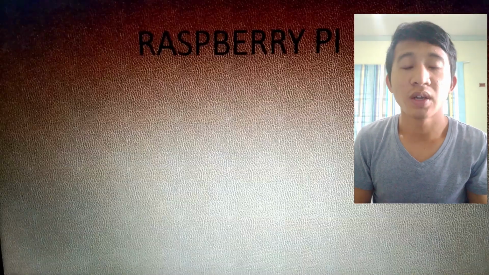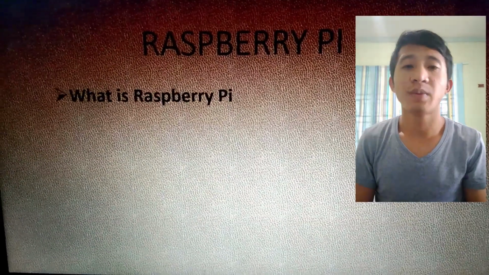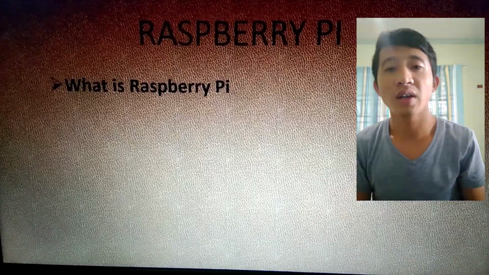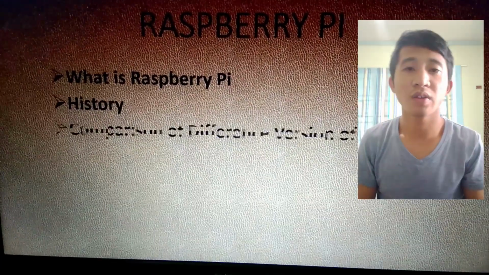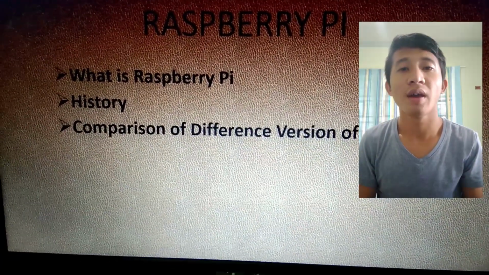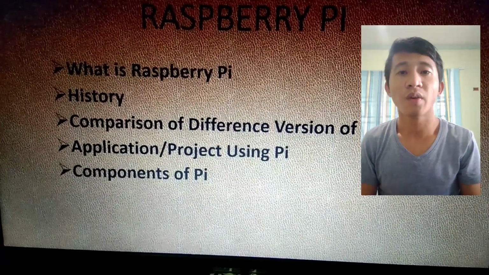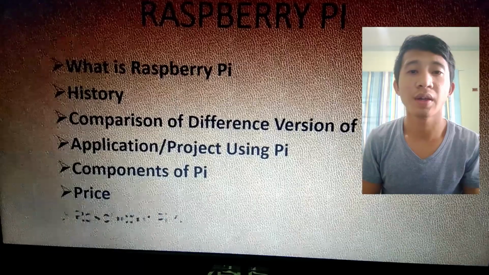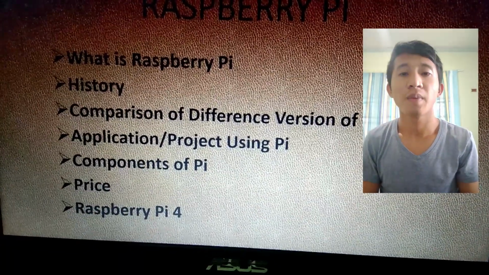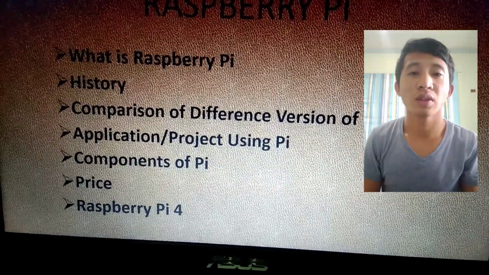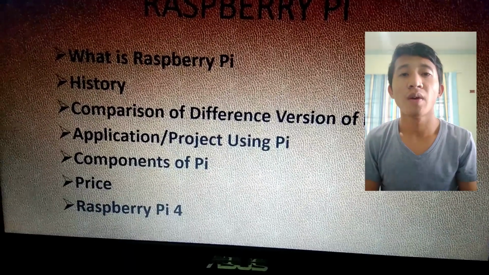Everyone, our topic for today is all about Raspberry Pi. What is Raspberry Pi? History of Raspberry Pi, comparison of different Raspberry Pi, applications or projects using Raspberry Pi, components of Raspberry Pi, price, and also about the newest version of Raspberry Pi, version 4.